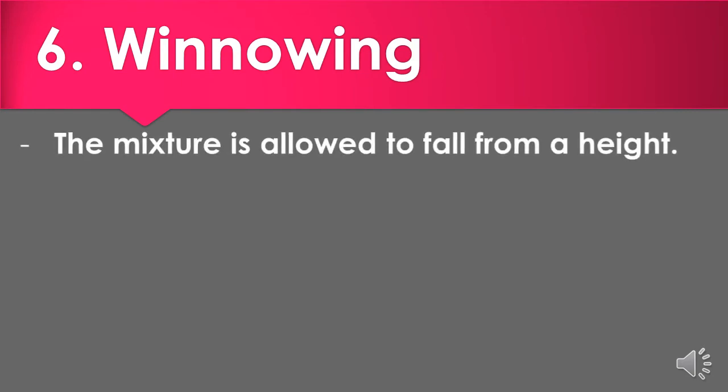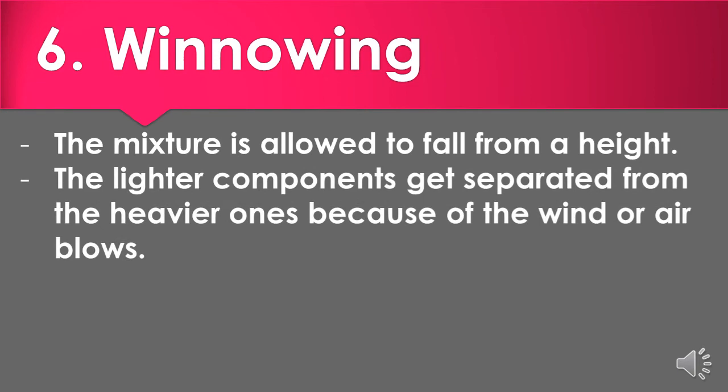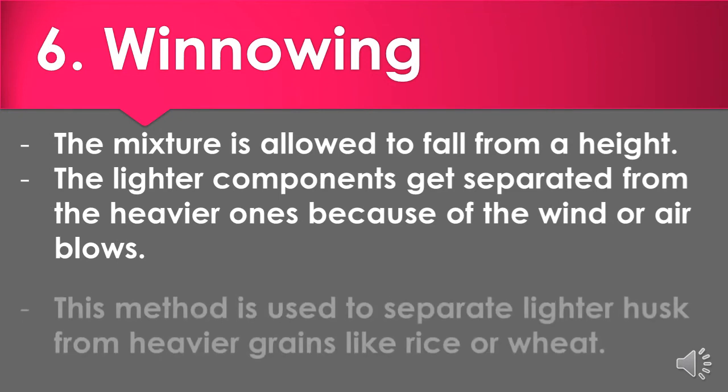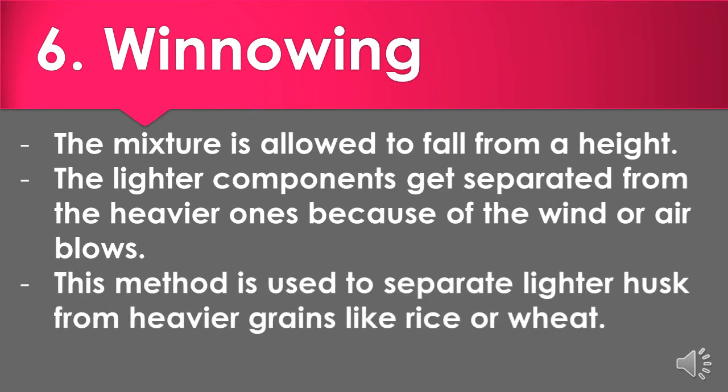Next, we have winnowing. So I think this is something new for you, okay? But it's just a simple process actually. Winnowing is a way or technique in separating mixtures by allowing the particles to fall from a height. So the lighter components get separated from the heavier ones because of the wind. This method is used to separate lighter husks from heavier grains like rice or wheat.